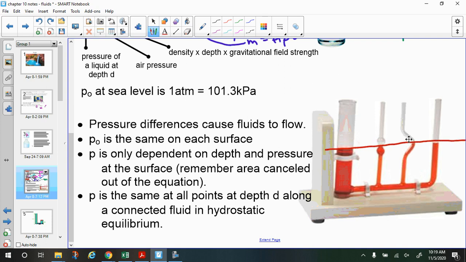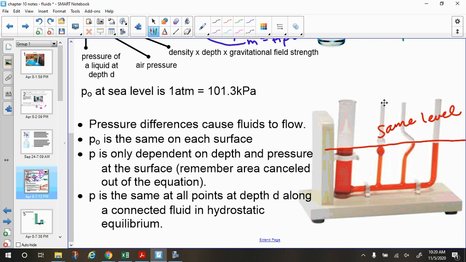Some people think that maybe the skinny one will be higher, or because you have a bend in it, it might affect it, or the bulge, but they're all at the same level. The reason for this is that if there's a difference in pressure, the fluid's going to flow. We know that the air pressure is the same on every surface because they're all exposed to the atmosphere. So atmospheric pressure is the same at every surface.